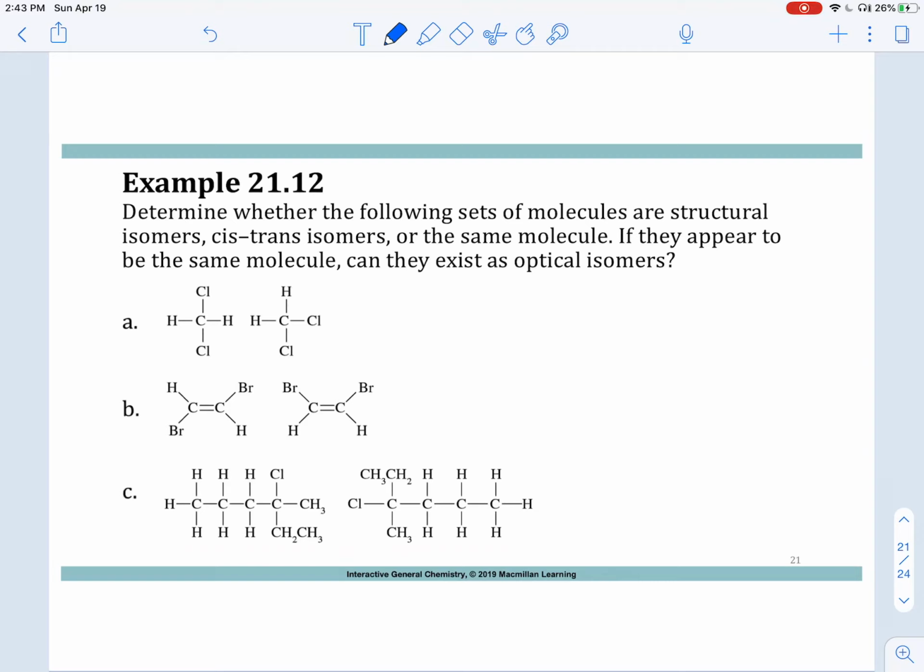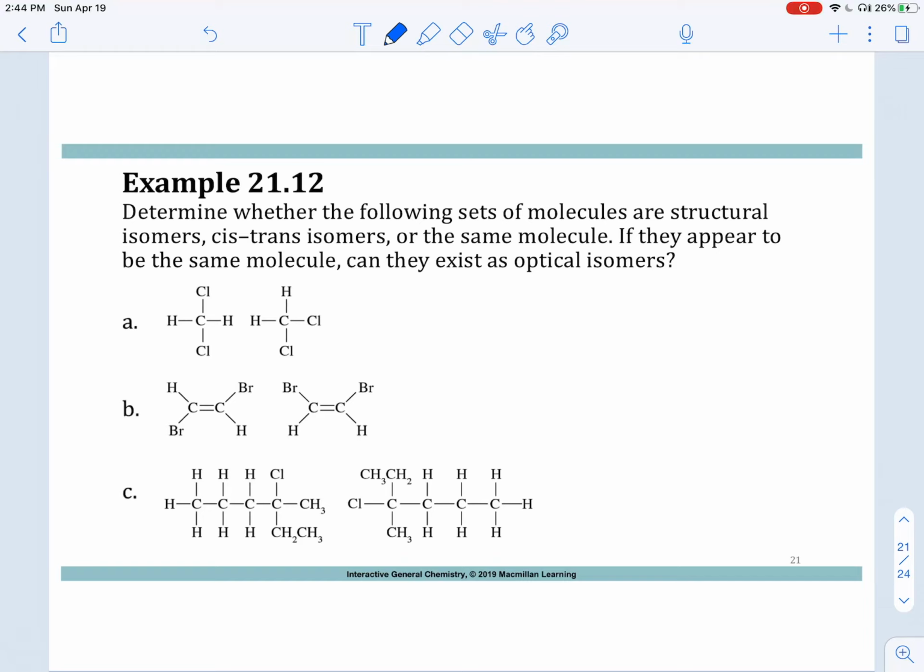So how do we actually analyze for some of this stuff? This can be tricky, especially on flat pages, I'll be honest. So this question says, determine whether the following kinds of molecules are structural isomers, cis-trans, or the same molecule. And then it says, if they appear to be the same molecule, can they exist as optical isomers? So that's a good question. So let's first look at this first one.